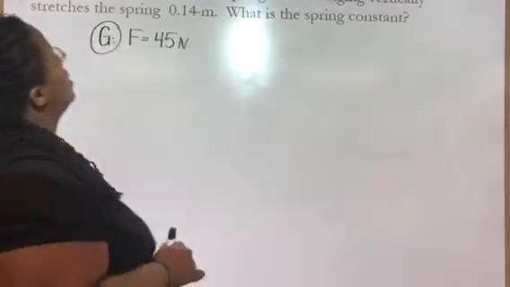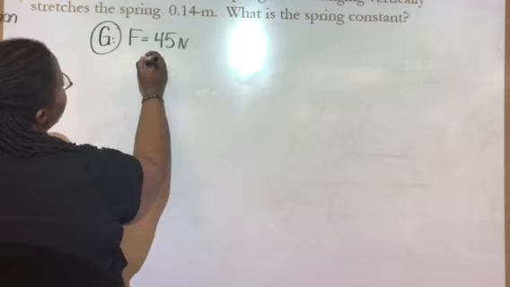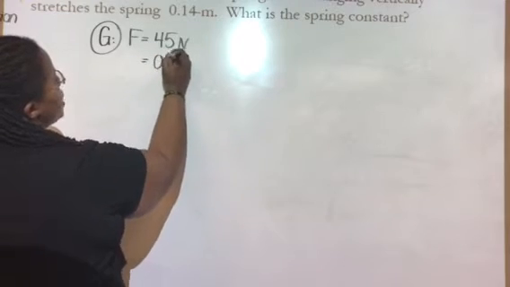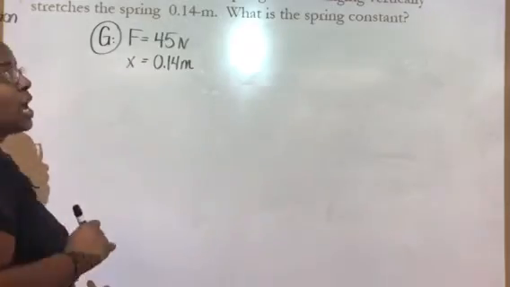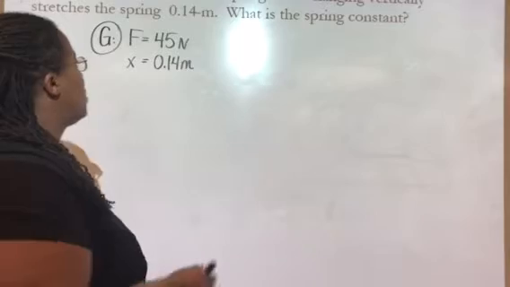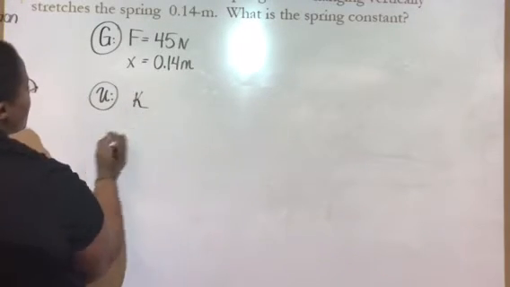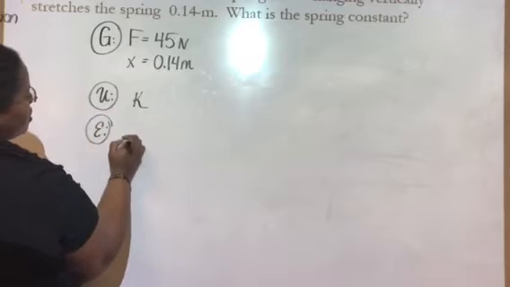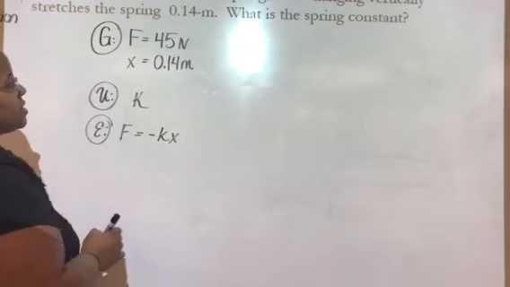All right? So we're hanging vertically from a spring that's been stretched 0.14 meters. So we have 0.14 meters, and that's going to be represented by your x. And we're looking for your spring constant, so our unknown is going to be a lowercase k. Our equation that we just learned is F equals negative kx.